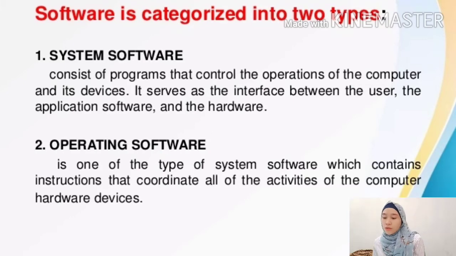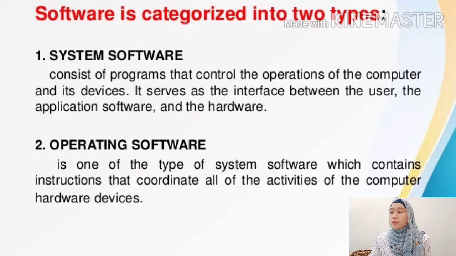Okay, so in system software, as you can see here, system software is a specific type of software that manages a computing device. So the system software comprises the operating system, utility programs, and device drivers. We will look at it. Okay, so that is system software.